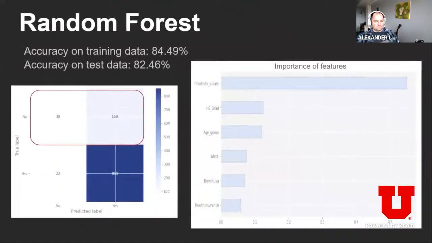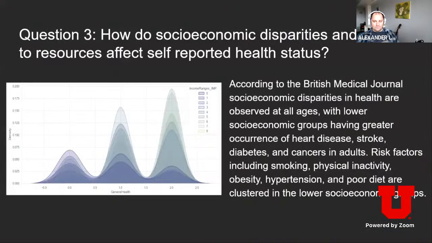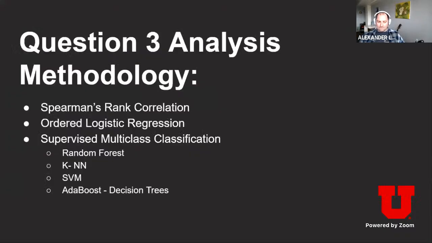The random forest classifier had an 82.46% accuracy on the test data, but it did not perform well when predicting for participants with poor health. Though the features alone did not create a good model for predicting health, the chi-square test provided evidence that social factors do have an impact on health. Question 3. How do socioeconomic disparities in access to resources affect self-reported health status? Methodology: Spearman's rank correlation, ordered logistic regression, supervised multi-class classification.